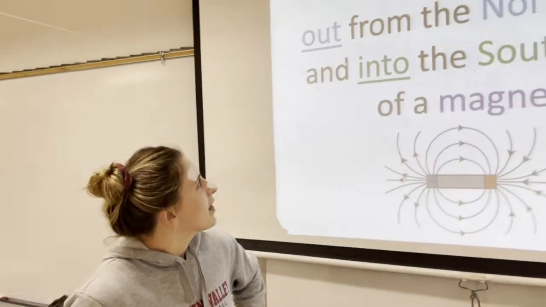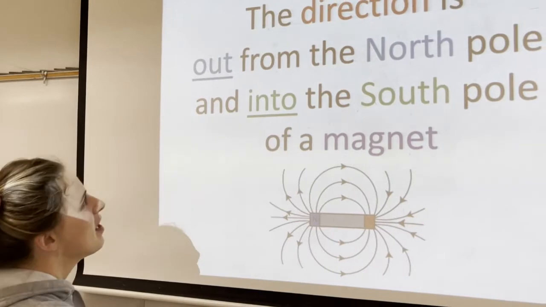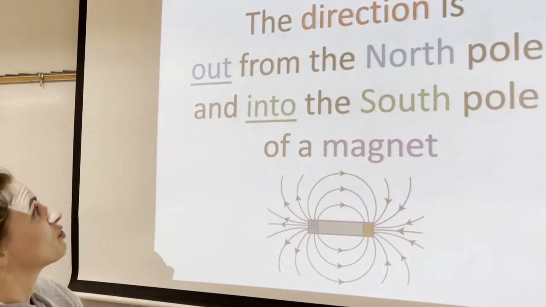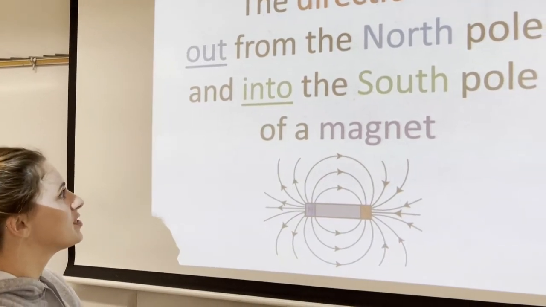I think we have a slide for that. Here we go. Okay, so what does that really mean? What did Mr. Boykin just talk about? The direction is out from the north and into the south pole of a magnet.